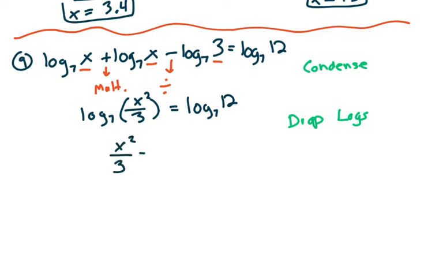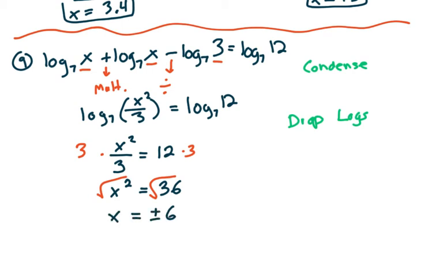So x squared divided by 3 equals 12. And then we're solving for x. So I'm going to multiply each side by 3 to get x squared equals 36. And then I'll take the square root of each side. So we get x equals plus or minus 6. Now remember, you cannot take the log of a negative number.